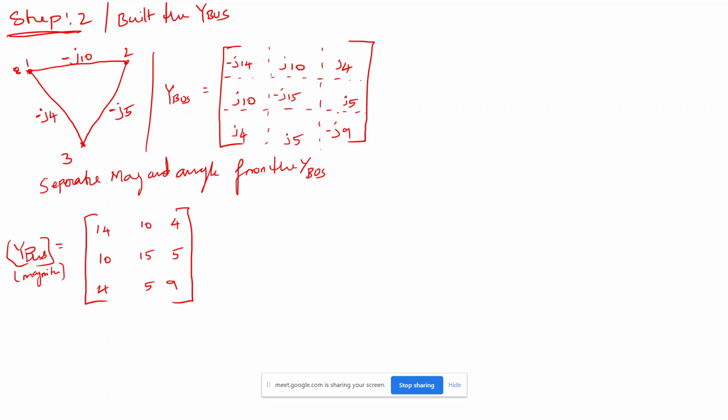Then what is remaining here? The J and the minus is only remaining. So I can write this J with minus as theta. So theta is equal to pi by 2. If I take pi by 2 outside, then the remaining signs will be minus 1, 1, 1, and 1, minus 1, 1, and then 1, 1, minus 1. So I just separated the magnitude and angle from this Y bus. This is to simplify the equation which you are going to solve later, right? So the second step is over.